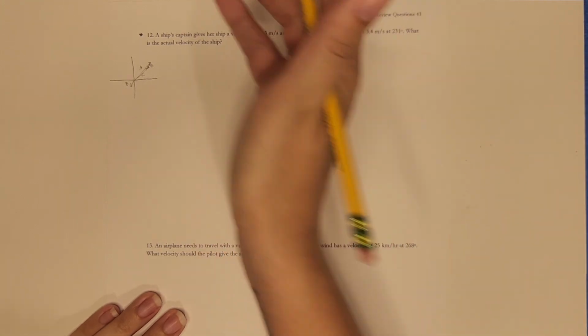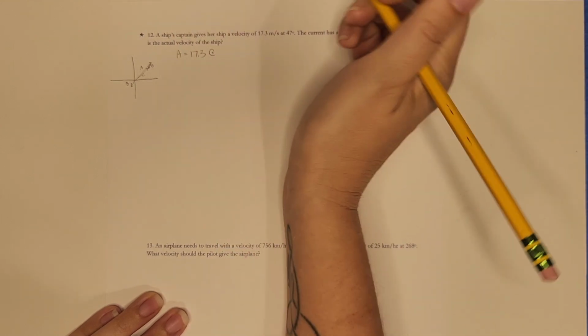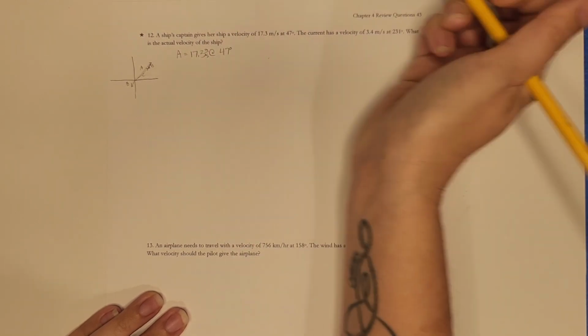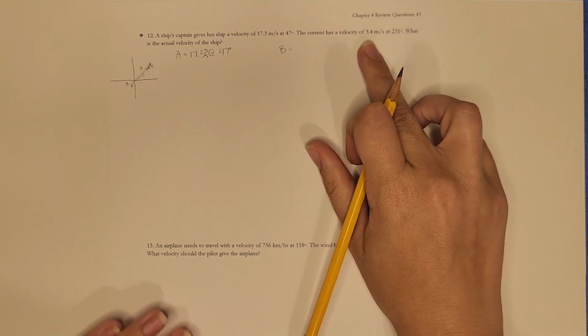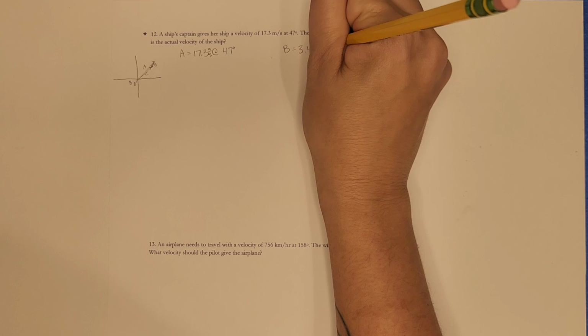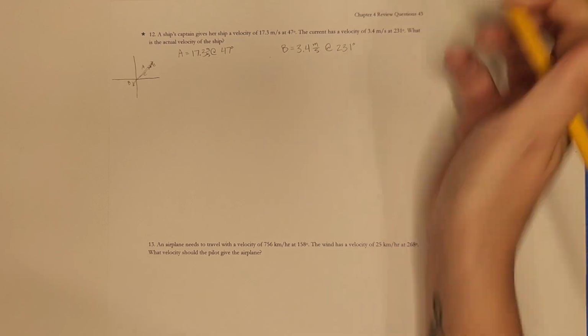I'm going to call my A value the velocity itself, 17.3 meters per second at 47 degrees. I'm going to call my B value the velocity which is affecting A, 3.4 meters per second at 231 degrees. And now I'm going to get my X's and Y's from my A's and B's.